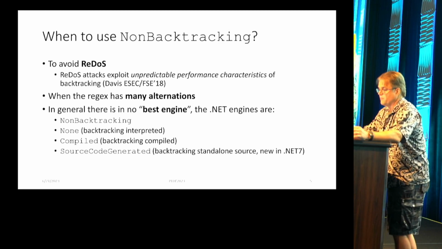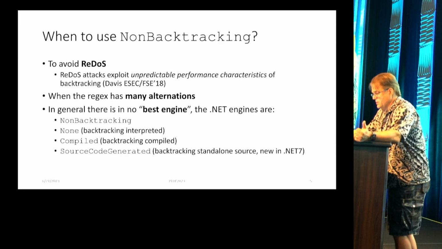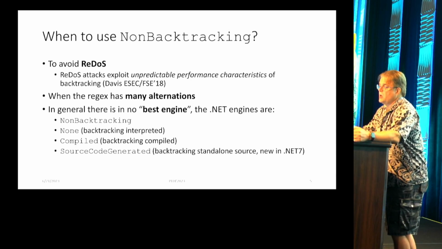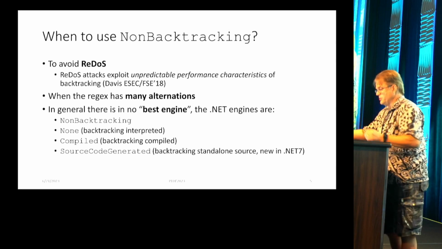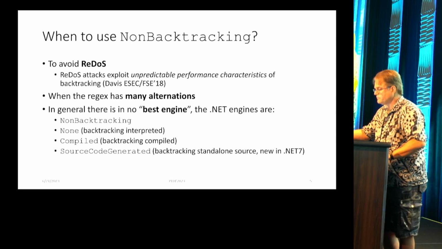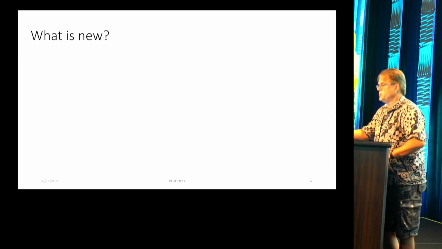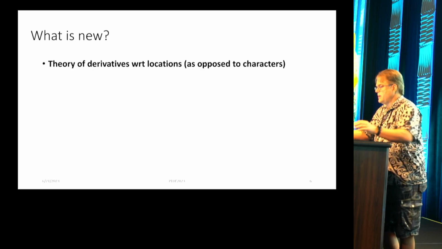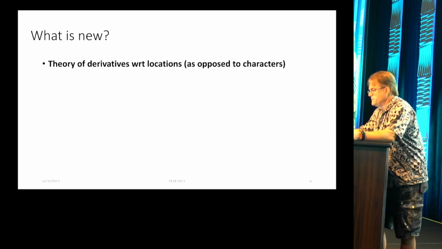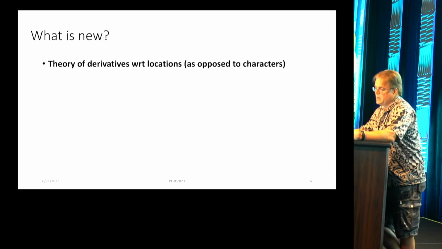In total, there are 4 backends in .NET. The non-backtracking one that I'm talking about here; then there is None, which is essentially backtracking but interpreted; then there is a compiled version of it that is faster; and there is also a new source-generated, essentially backtracking, standalone source that is also in .NET. That is a further optimized version of compiled code. So what is new in the work? There is a new theory of derivatives based on locations instead of characters.